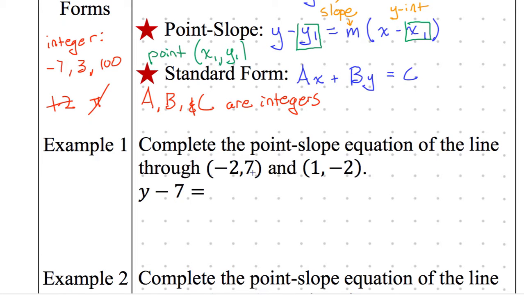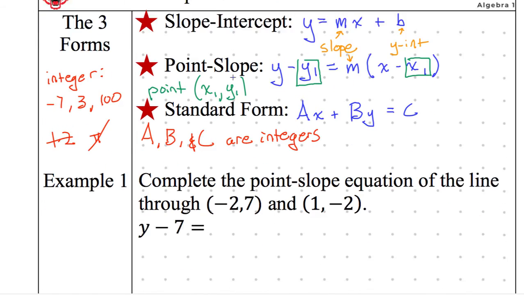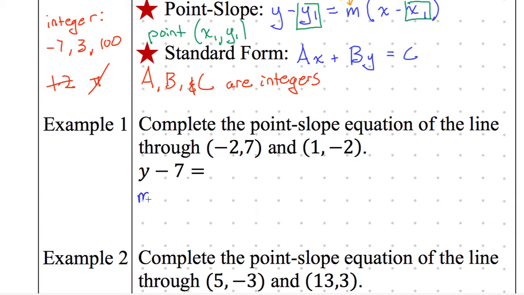It doesn't matter which point it is for now. Eventually we'll have to figure it out, but right now I want to figure out the slope. Just like we have to do for slope-intercept form, you need to find that slope, m. The definition of slope, you should know this, is delta y over delta x, the change in y over the change in x.